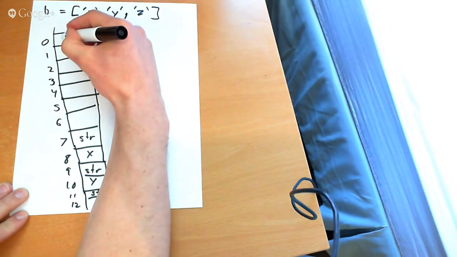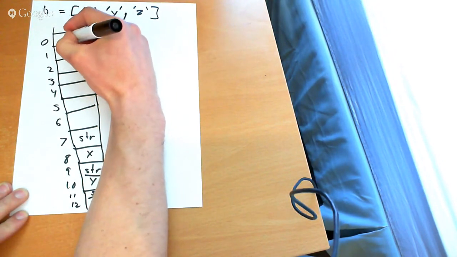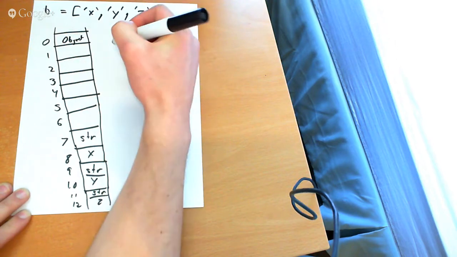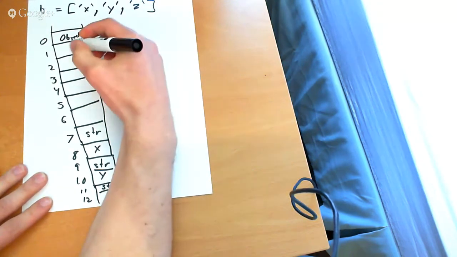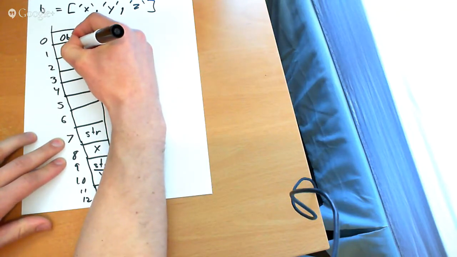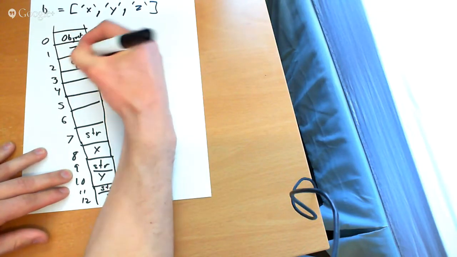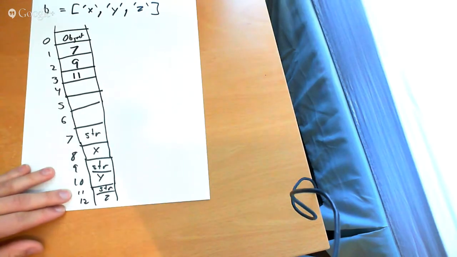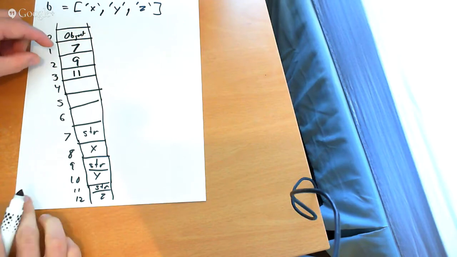This will be the object type for this array. There might be an object type for this, and a little bit of other information, but the simplest form of this might be that it just has memory address 7, memory address 9, and memory address 11. So this is what an array looks like in memory.